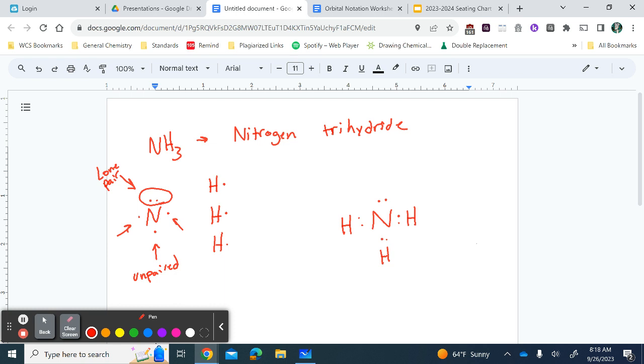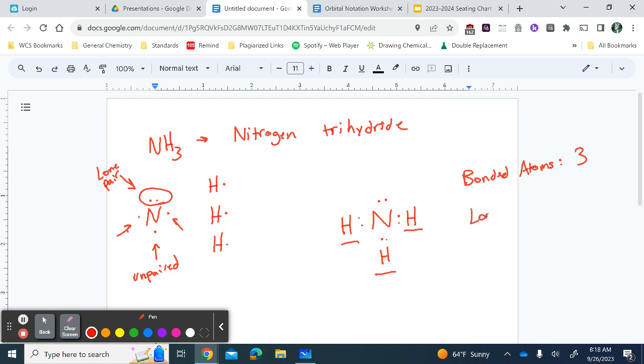If we want to break this down to our total amount of bonded atoms, there are 3 atoms bonded to our nitrogen. We have hydrogen, hydrogen, and hydrogen. Those are our 3 bonded atoms.